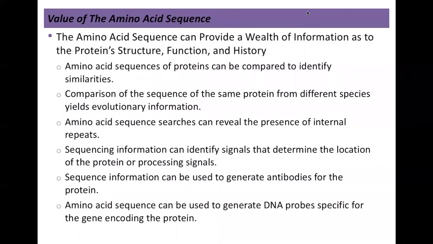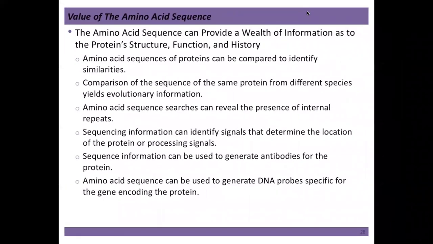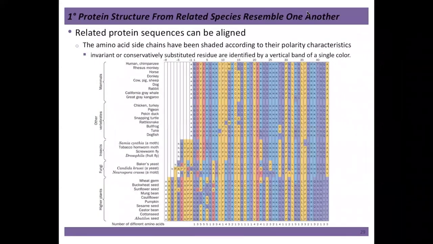And so these are some of the things that we're going to talk about here. But just to let you know, there's lots of value that we can actually get from the sequence. One thing is comparing the relationship of a protein from several different organisms. So this is cytochrome C, and they've sequenced it from mammals, other vertebrates, insects, fungi, and higher plants.